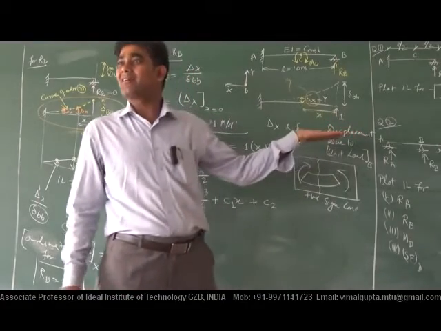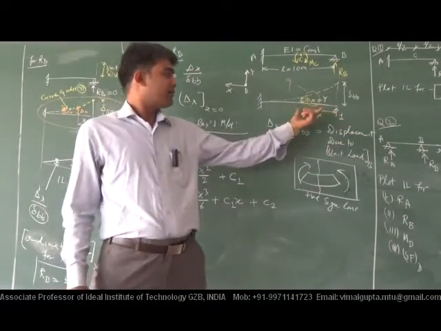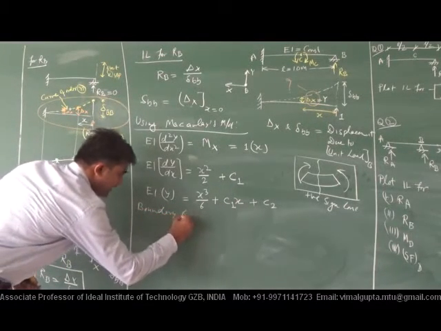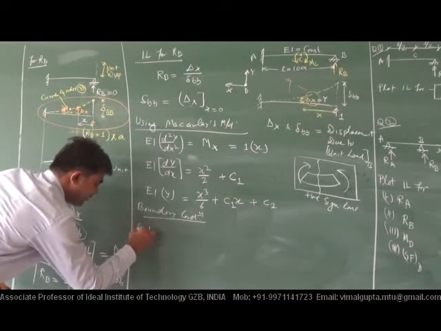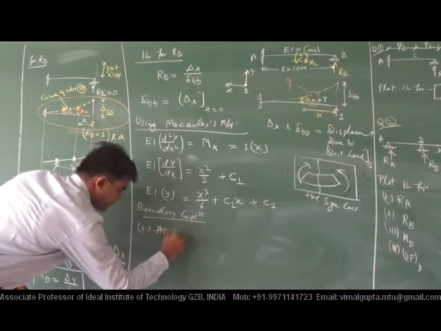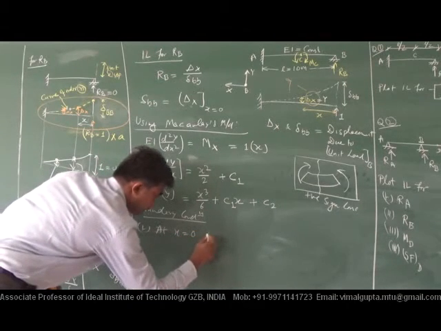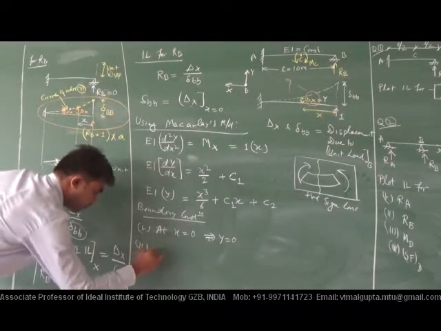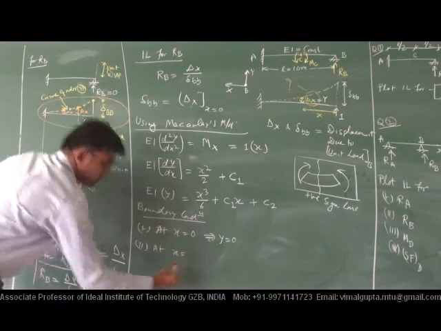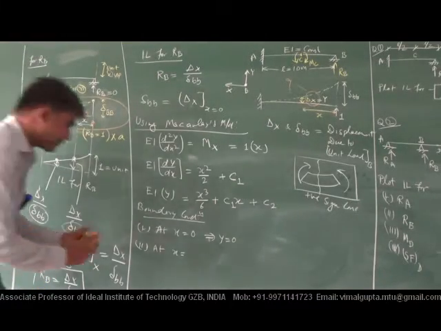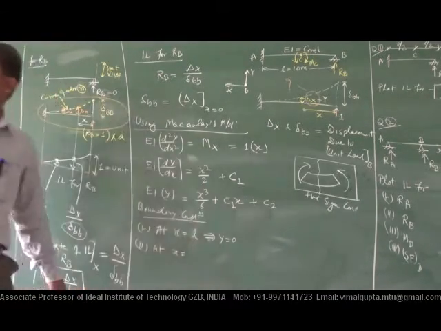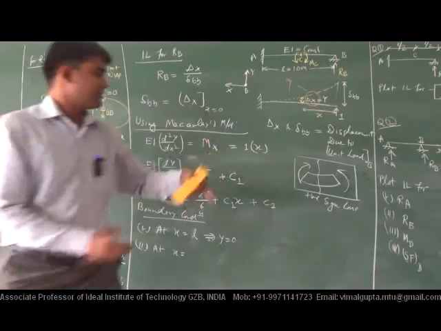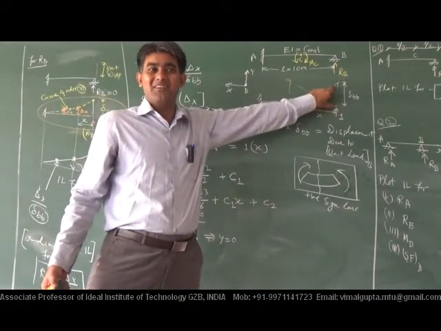What will be the other boundary condition? First is okay. At x is equal to 0, the value of y equals 0. But at x is equal to L, yes, you are right. X is equal to 0, yeah, it is not known, so it will not be useful.